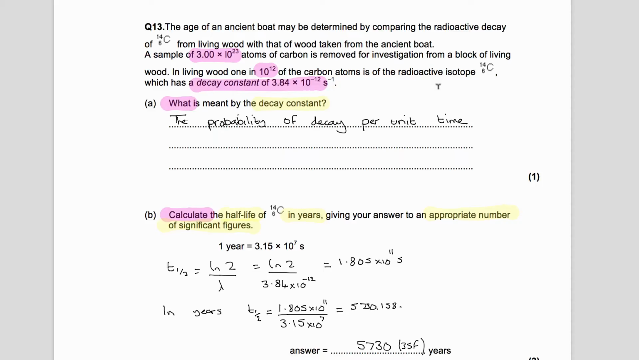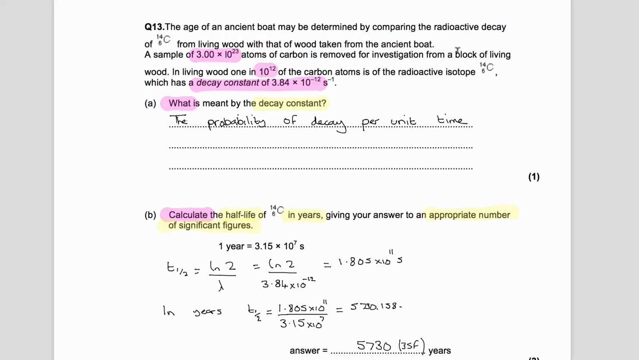Okay, so this is question number 13 of the nuclear physics homework booklet, and in question number 13 we are told that the age of an ancient boat can be determined by comparing the radioactive decay of carbon-14 from living wood with that of wood taken from the boat. We're told that a sample of 3 times 10 to the 23 atoms of carbon is removed for investigation. So we've got 3 times 10 to the 23 atoms to work with.